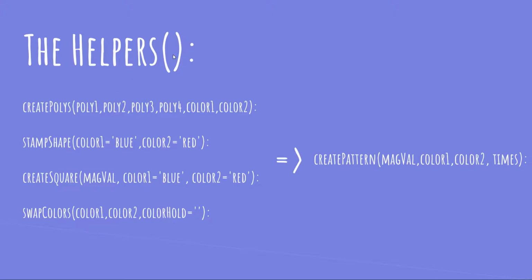And then I have the swap color function, which is used to alternate color 1 and color 2. And it can be user entered color, as in the create pattern function, which will be color 1, color 2, repeating times magval, of which I've already explained.